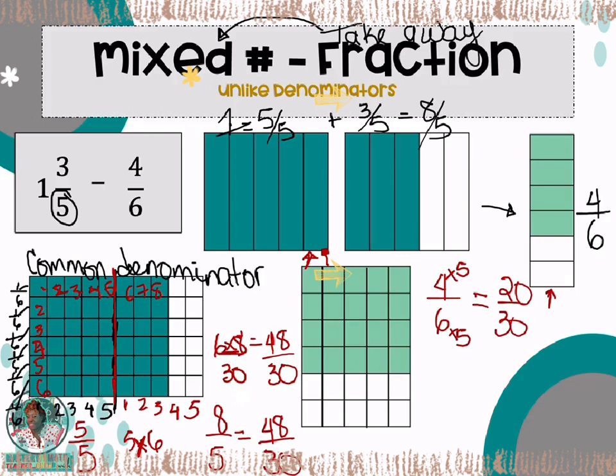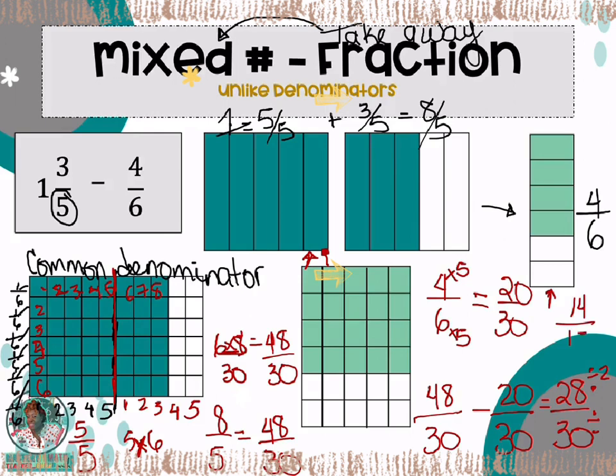But we're not done because now we need to subtract them. Now you have 48 thirtieths, and you're going to take away 20 thirtieths from that. When you take away 20 from 48, you're left with 28 thirtieths, and we can break this down. Divide both of these by 2, and we see that our answer is 14/15. So your answer is 14/15. Very cool, using the bar model.